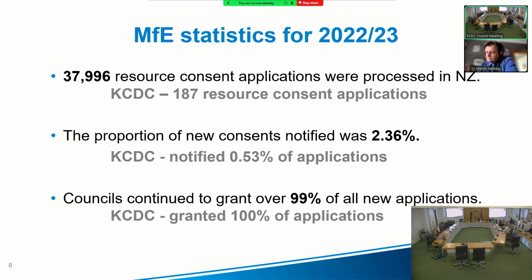The 100% of applications granted struck me as an odd sort of a statistic. So you mentioned that some applications would get rejected at the start because they don't have enough information, or they get granted with conditions.